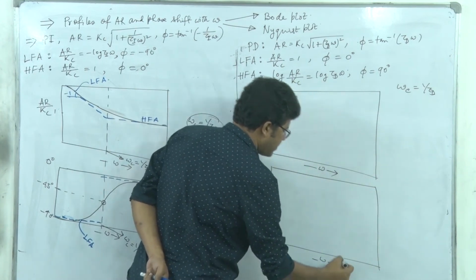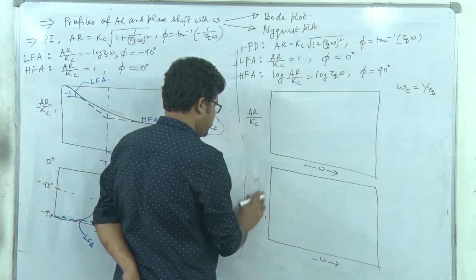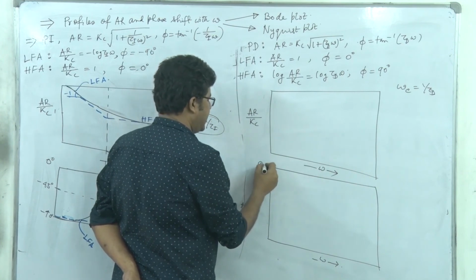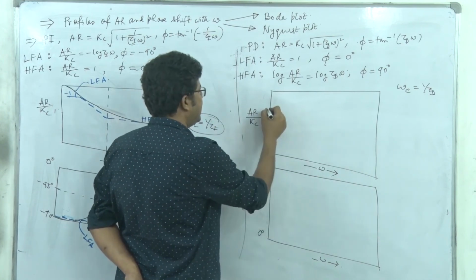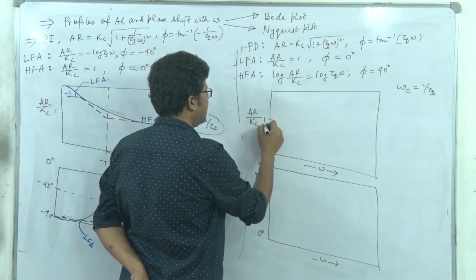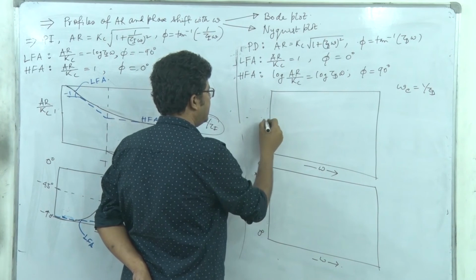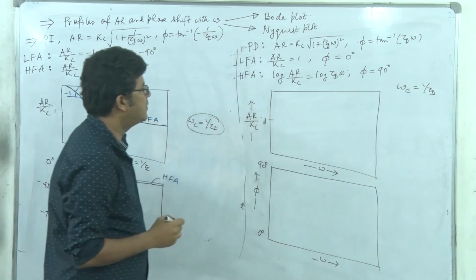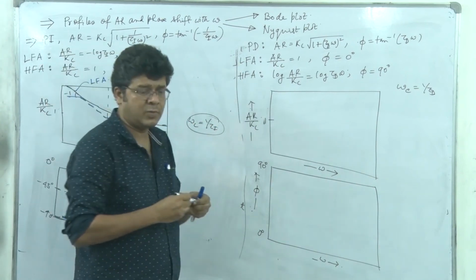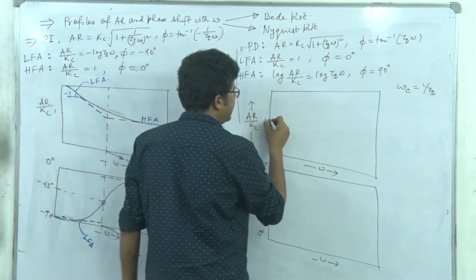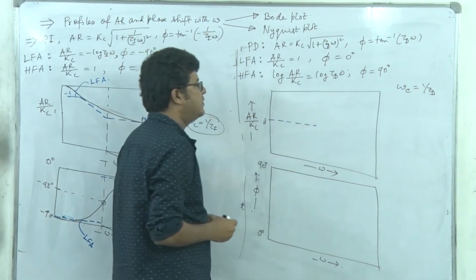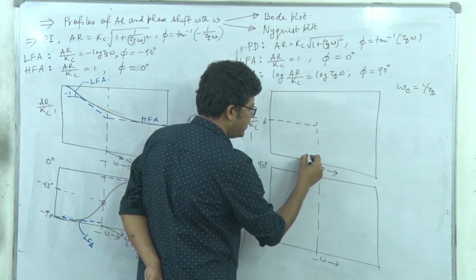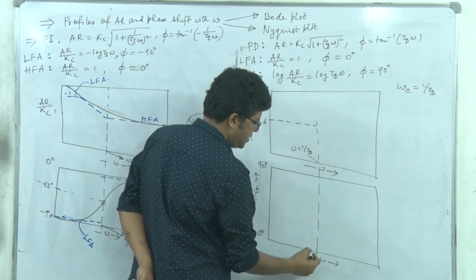Here omega, here phi. So it is 90 degree, here it is 0 degree, here let's say it is AR equal to 1. This 1, and we are plotting this AR by Kc. So AR by Kc equal to 1, which is LFA. Corner frequency is 1 by tau d. So this is omega equal to 1 by tau d. Here also omega equal to 1 by tau.